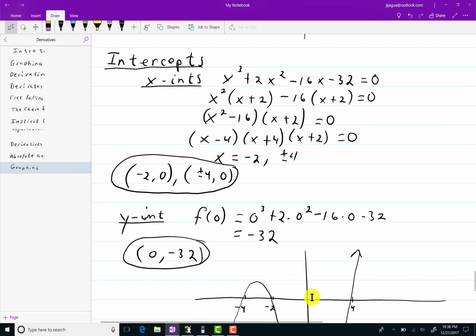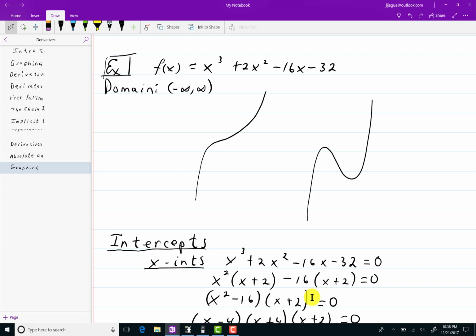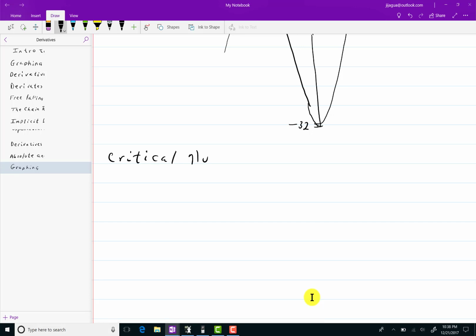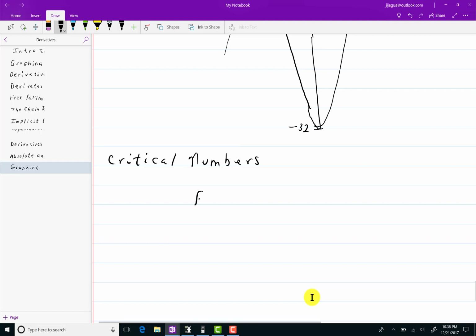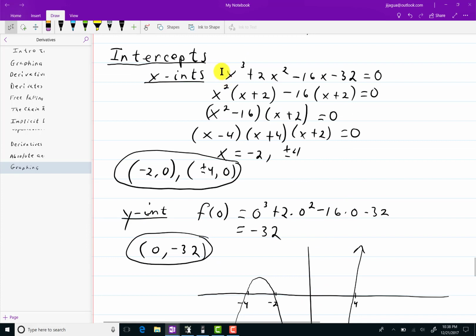The good thing about polynomials is they are differentiable everywhere. So the only place that you're going to get critical numbers is where the derivative is equal to 0. So let's do that. My critical numbers come next. And we have f prime of x equals 3x squared plus 4x minus 16. Let me just make sure, that's going off my memory. Yes, 3x squared plus 4x minus 16, sorry.